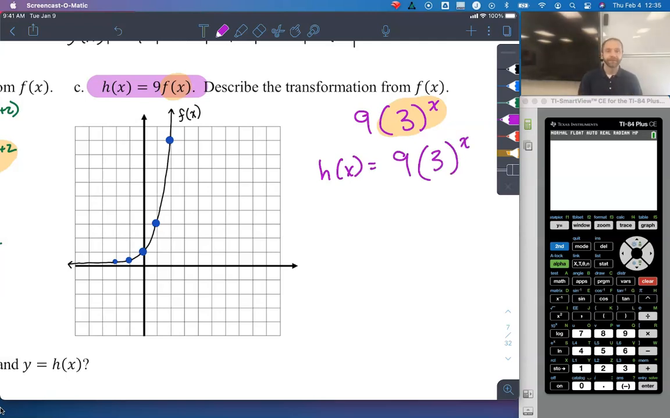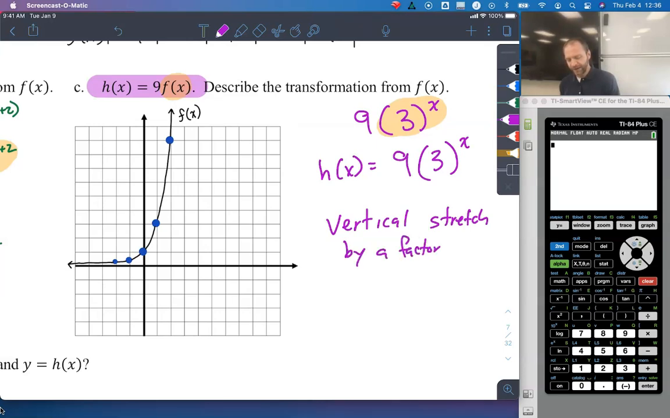Now, what does that mean? If you have it being multiplied, that's going to stretch the original output. The original output was 3 to the x. I'm taking that original and multiplying it by 9. It's going to stretch it up really, really far. So all of these values are going to be multiplied by 9. So this is a vertical stretch by a factor of 9.